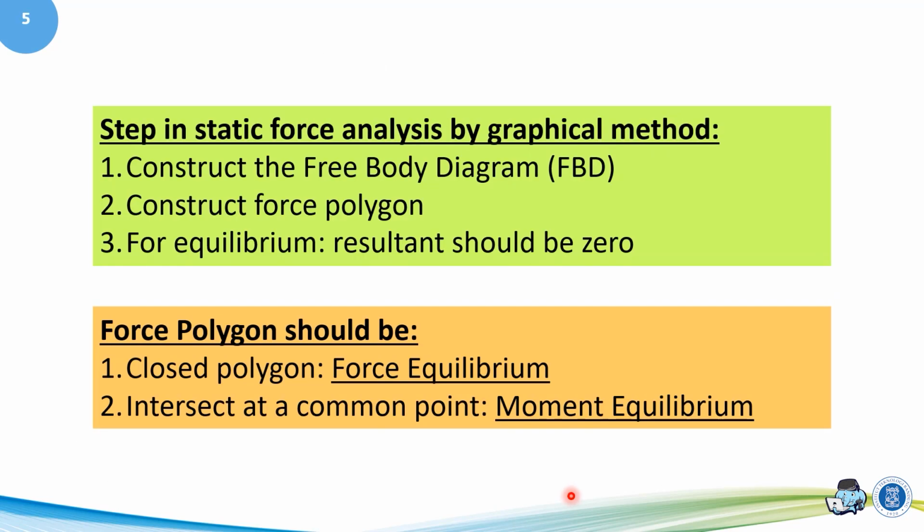In this class, we will do the static force analysis by using the graphical method. The steps in the static force analysis are always to construct the free body diagram first, and then construct the force polygon. And the force resultant should be 0 if the system is in equilibrium. Different from the velocity and acceleration polygon, the force polygon should be a closed polygon to reach force equilibrium. And then for the moment equilibrium, the forces in the system should intersect at a common point.